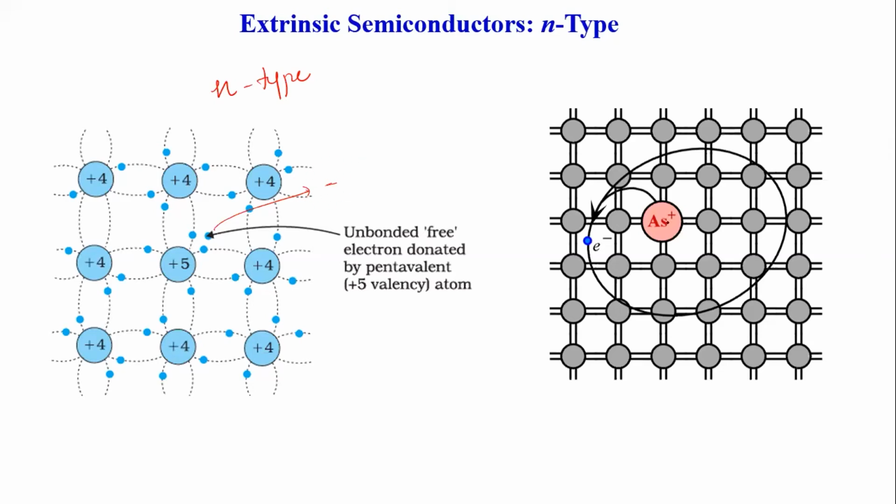Say you take arsenic. This arsenic has 5 electrons. The 4 electrons in the arsenic will bond with the neighboring silicon. The fifth electron will revolve around the arsenic. It doesn't desert as such; it will move around the arsenic. That means it is still localized, not delocalized. It can't move away from the arsenic unless you give some energy.